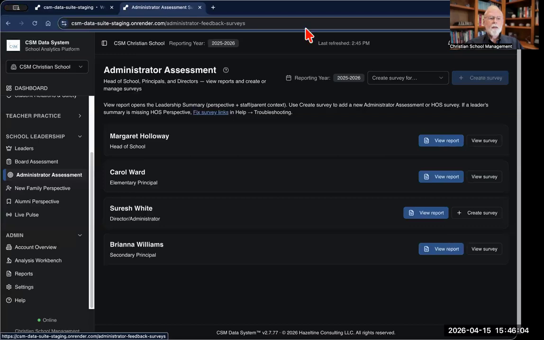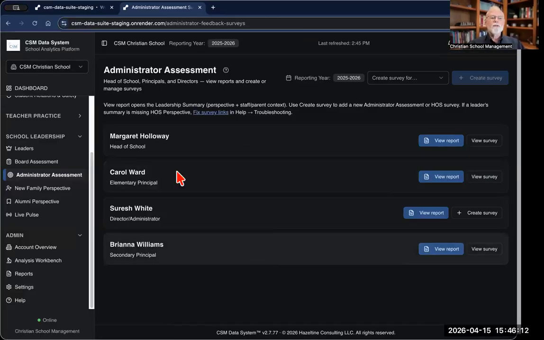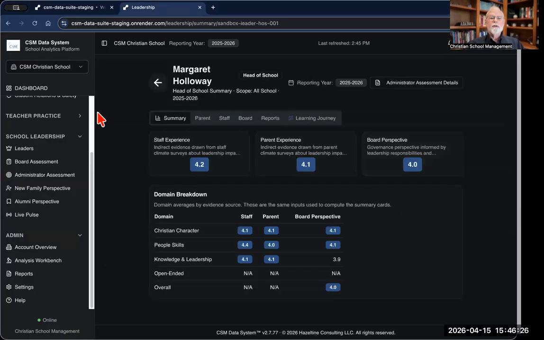So I'll share the screen with you. You can take a look at how this works. So we're here in the administrator assessment. We see that in this particular school, there are 4 administrators. One is the head of school. There's an elementary principal, a director or administrator, could be finance or director of advancement, and a secondary principal.